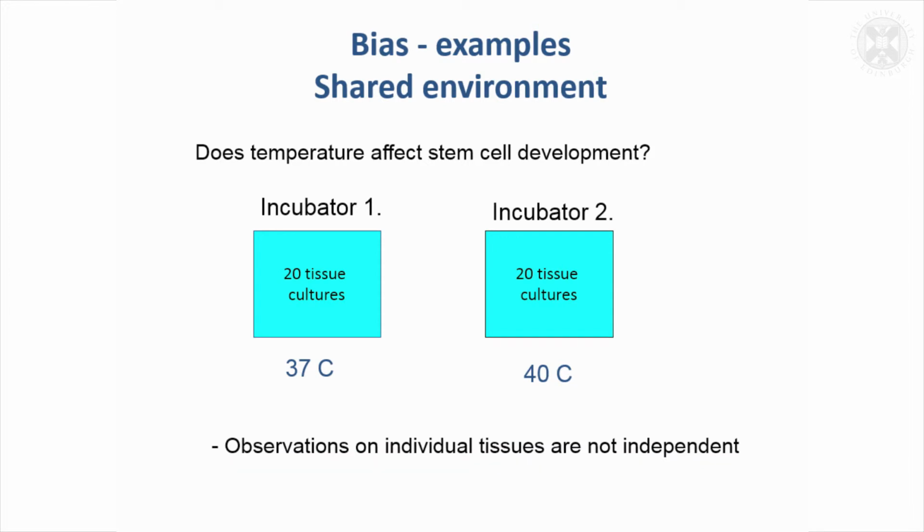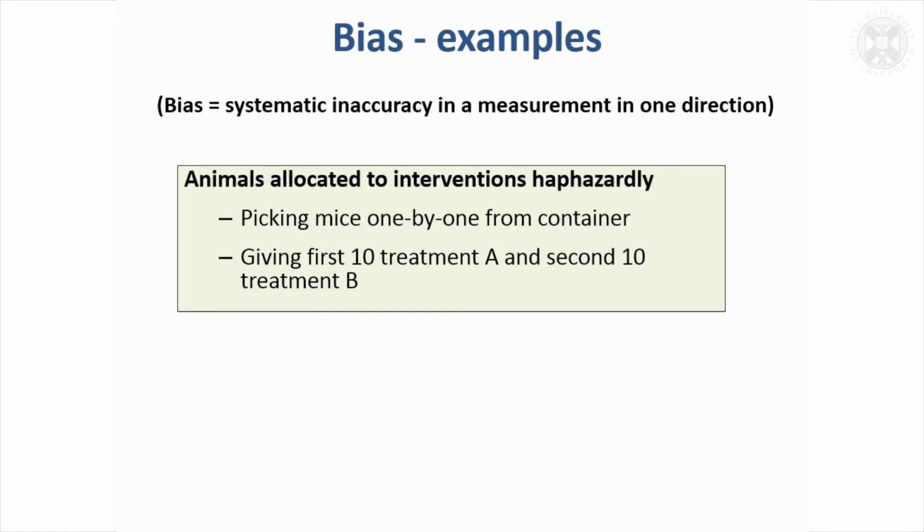Another thing that people don't often think about is that there can be bias due to allocating your units haphazardly to the interventions. If you think about allocating mice to particular interventions, you might have a container full of mice and pick them out one by one, and give the first 10 the first treatment and the second 10 the second treatment. But it's quite possible that there's a bias in picking out the animals. The more aggressive ones you might reach for quicker, even though you think you're picking them at random. You might get a particular set of mice more likely to come out first than the others. So that potentially can cause a bias.